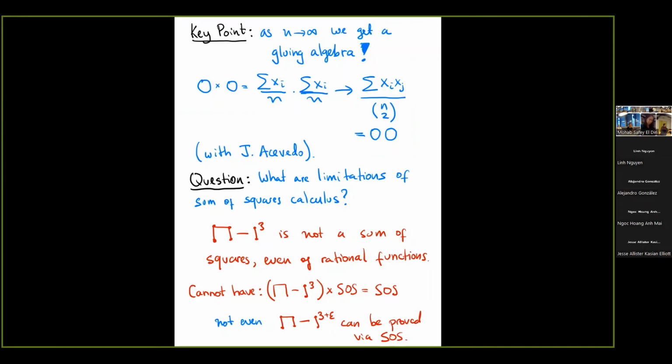So what does this mean? It means that I cannot multiply by a sum of squares and get a sum of squares. And even more, there is this 3-path minus h cubed, even to some power that is higher than 3, which still cannot certify its non-negativity via sum of squares.